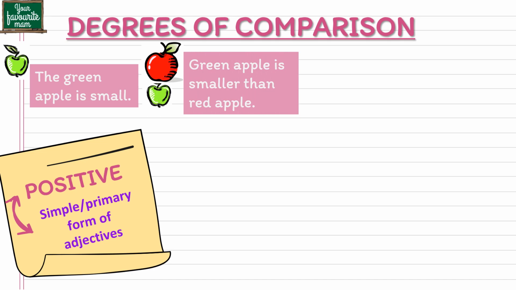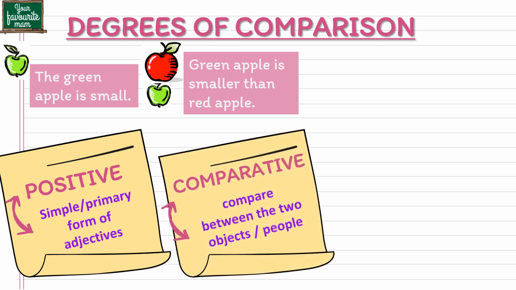But when I say that the green apple is smaller than the red apple, then smaller is used for comparing two apples. So smaller is called the comparative degree of adjective. It is used to compare between two persons or things. But when we use the comparative degree of adjective, we must remember that we have to compare the same characteristics or the same features. Like we cannot compare the size of one apple to the color of a different apple. Always compare the same characteristic. So the comparative degree is used to compare two people or things on the same attribute.